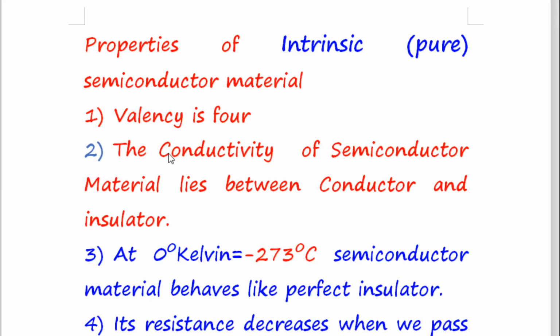Property number 2 is what? The conductivity of a semiconductor material lies between conductor and insulator.